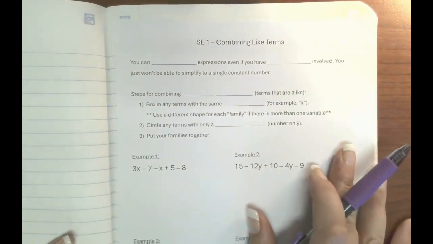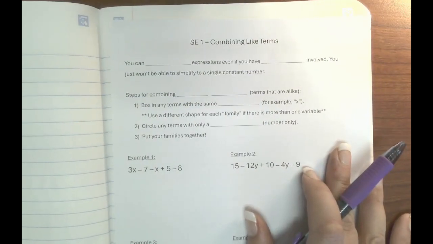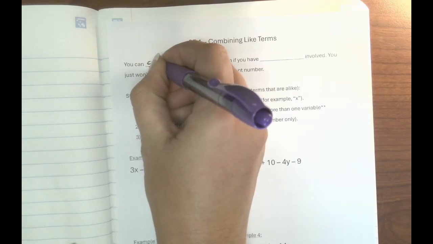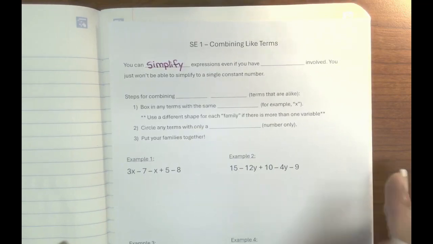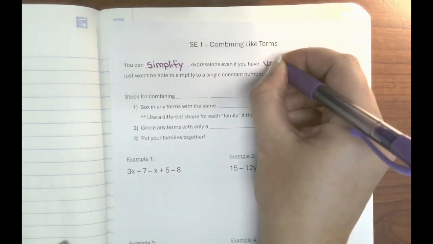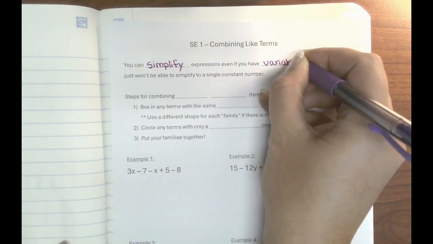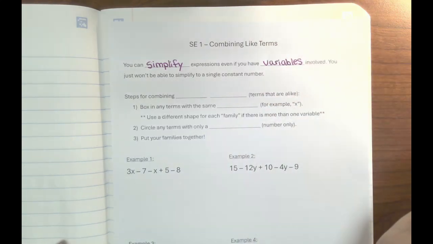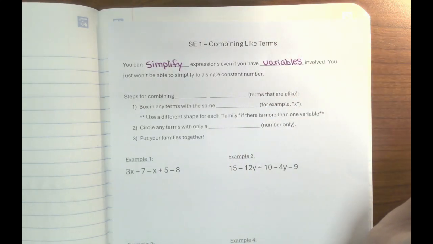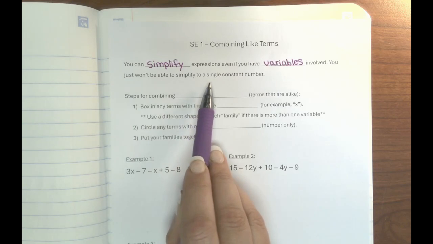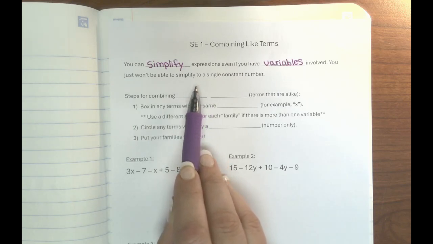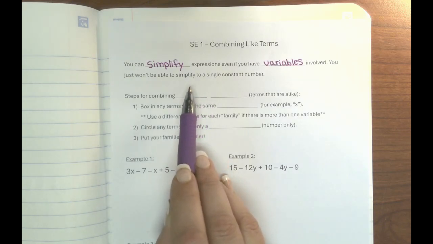So, combining like terms. The bottom line here is that you can actually simplify expressions even if you have variables involved. Most of what we've done so far with simplifying expressions has just been order of operations, so there's only numbers involved. But you can simplify an expression even if there's variables. You just won't be able to simplify it down to a single constant number. You won't get it down to just one number, but you can still simplify things.